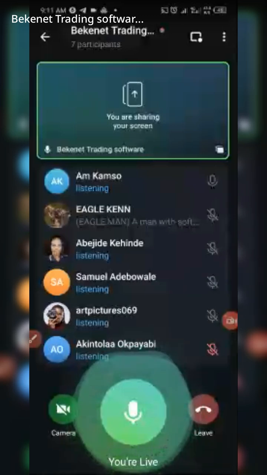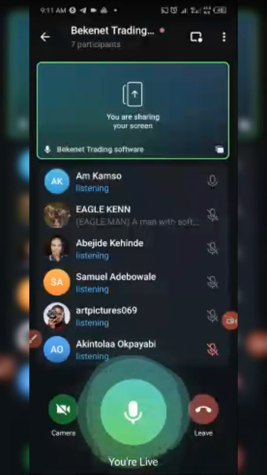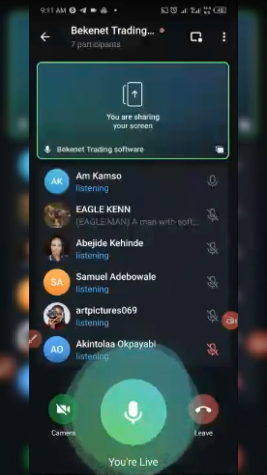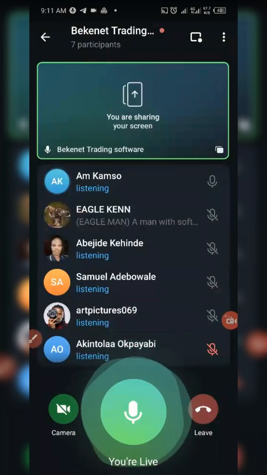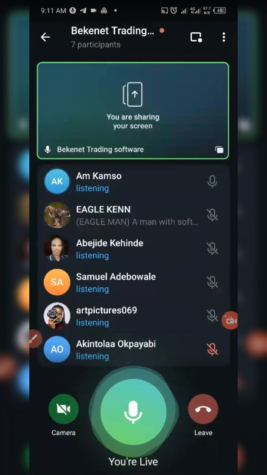So the software has nothing to do with your broker. It has nothing to do with your account. It's just like a normal app. The purpose of the app is to help you analyze the market, when to buy and when to sell. Then you go to your MT5 and place that trade. Simple as ABCD. Okay?